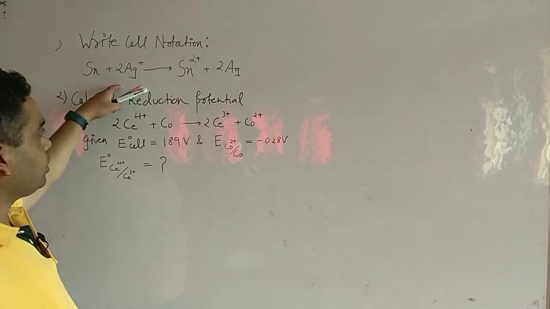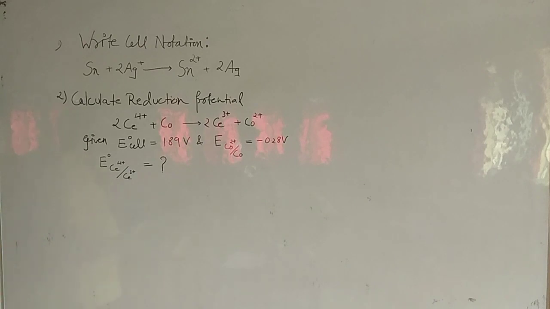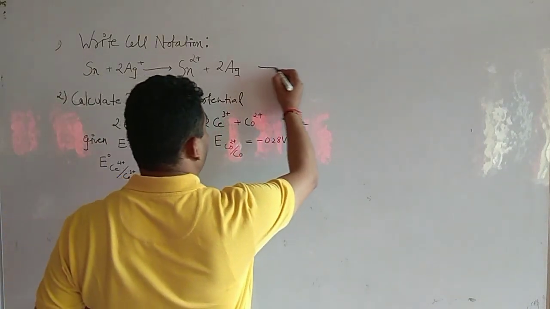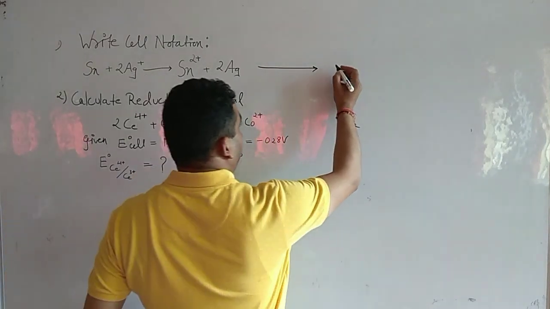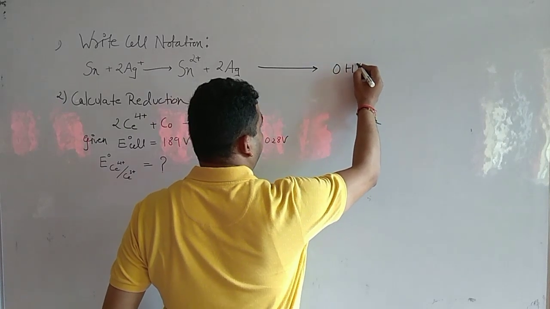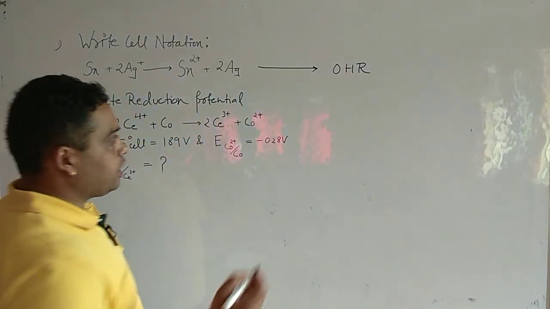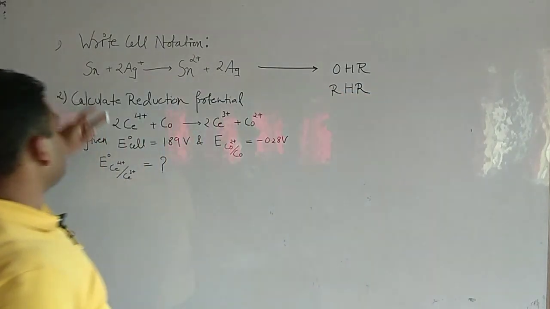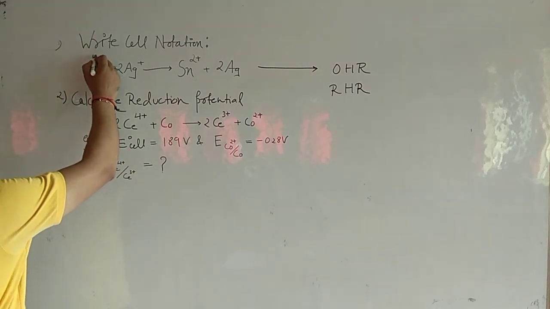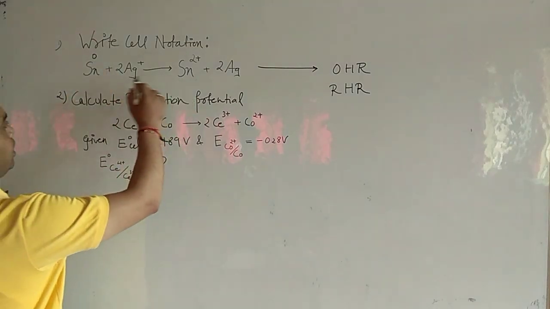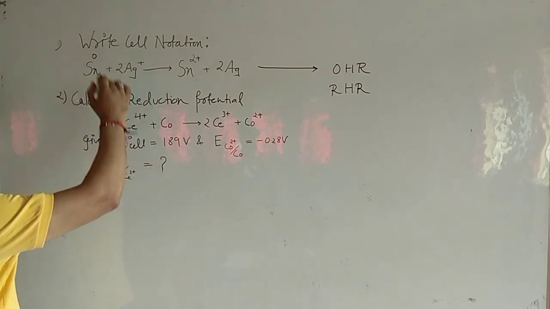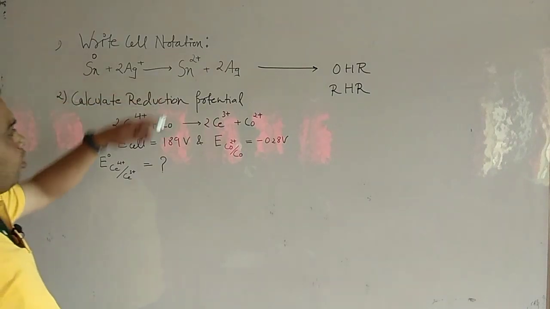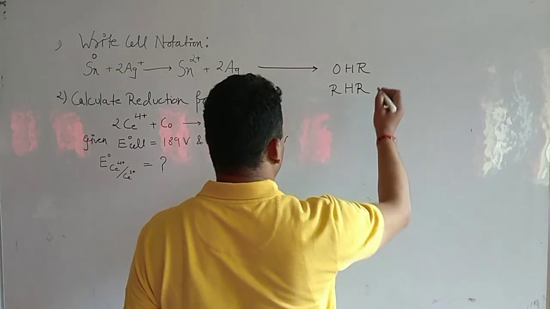To write the cell notation for this reaction, you have to write the two half reactions, right? So how can I write the reactions for this one? You can focus on this particular question. You know there is an oxidation half reaction in the electrochemical cell, and the next is your reduction half reaction. In this case, you can see this tin is in the zero oxidation state, and after reacting with silver ions, it is converted into Sn2+. That means it is an oxidation process. So the oxidation half reaction, you will write in this way.